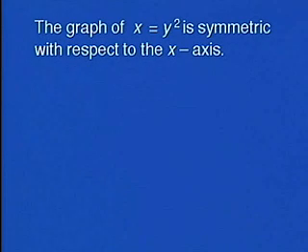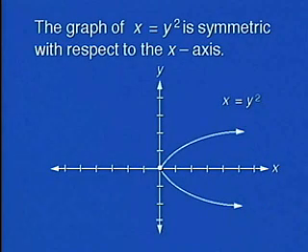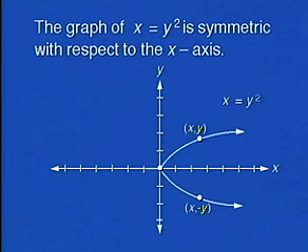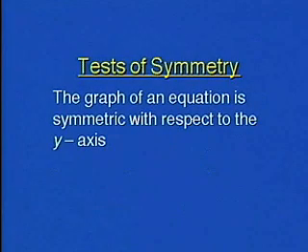The graph of x equals y squared is symmetric with respect to the x-axis. Let's go ahead and plot that graph. When we do that, again, we can observe some ordered pairs on the graph. In particular, let's take a look at the following. Whenever (1, 1) is on the graph, (1, -1) is on the graph. Whenever the ordered pair (4, 2) is on the graph, the ordered pair (4, -2) is on the graph. Or in general, whenever the ordered pair (x, y) shows up on the graph of x equals y squared, so does (x, -y).